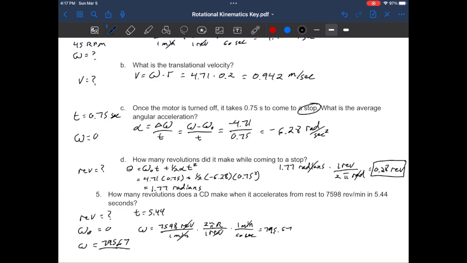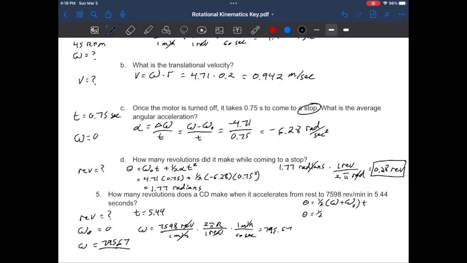Now that we have that, we can put it into a formula based on the information that we have. What are we missing? What do we not have? It looks like we don't have angular acceleration, so let's use a formula that does not have angular acceleration. Theta is equal to 1/2 omega plus omega naught times time.